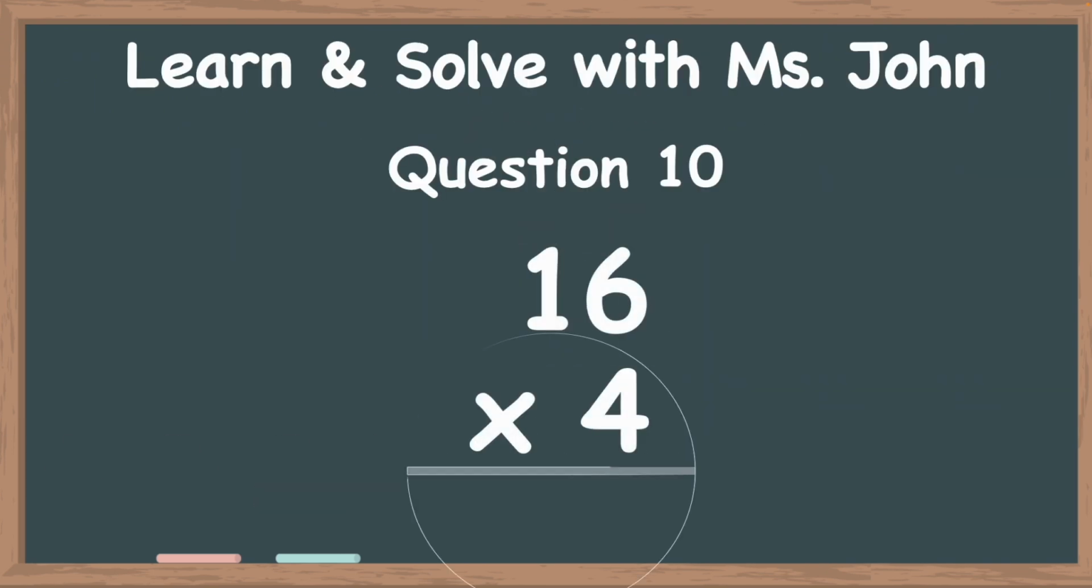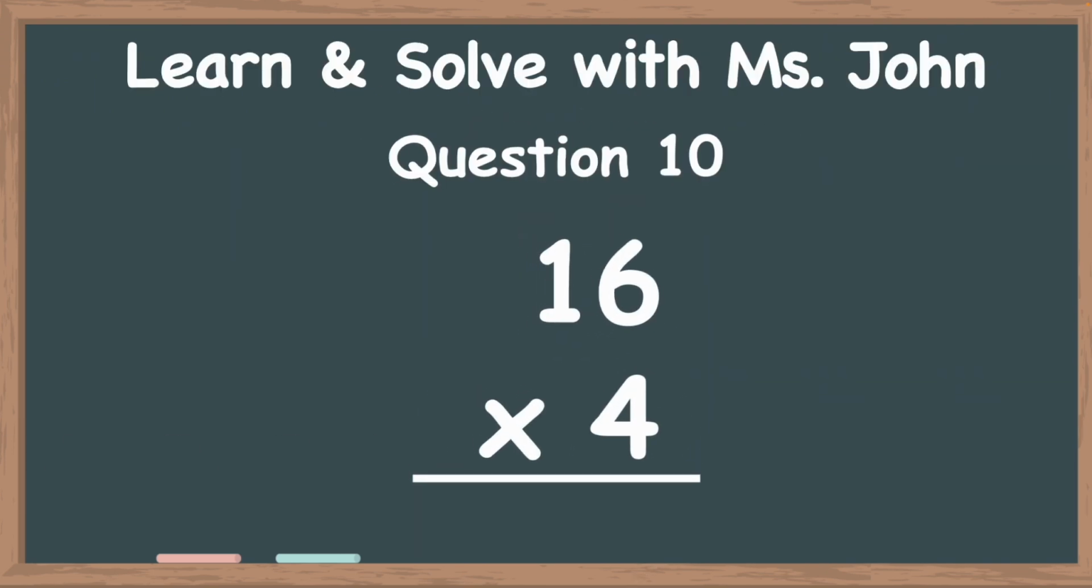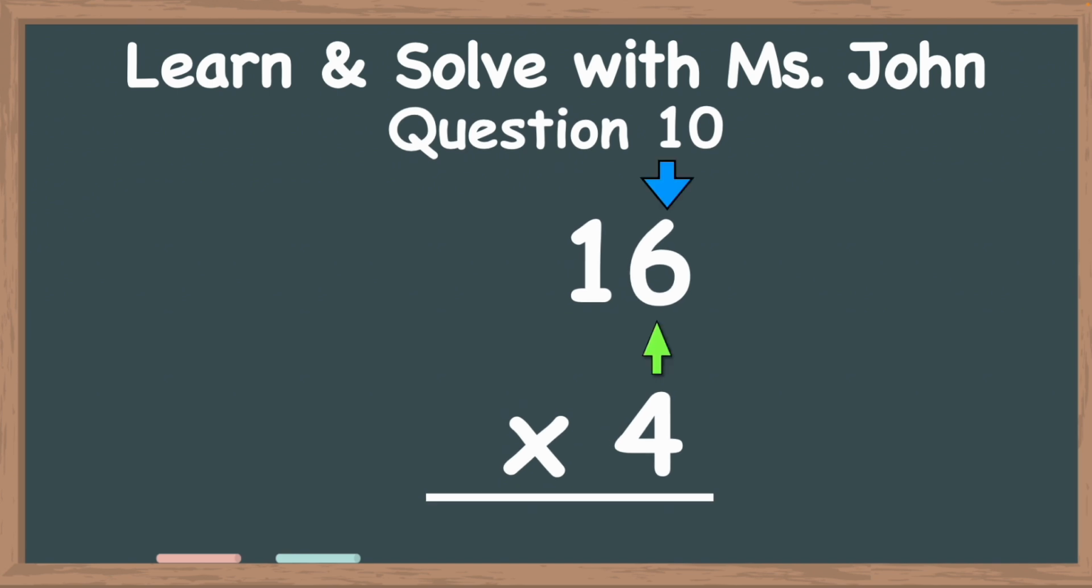Question number 10, 16 times 4. We'll complete this question by multiplying the bottom number 4 with the far right number 6, and then multiplying the bottom number 4 with the far left number 1. So let's multiply 4 times 6.